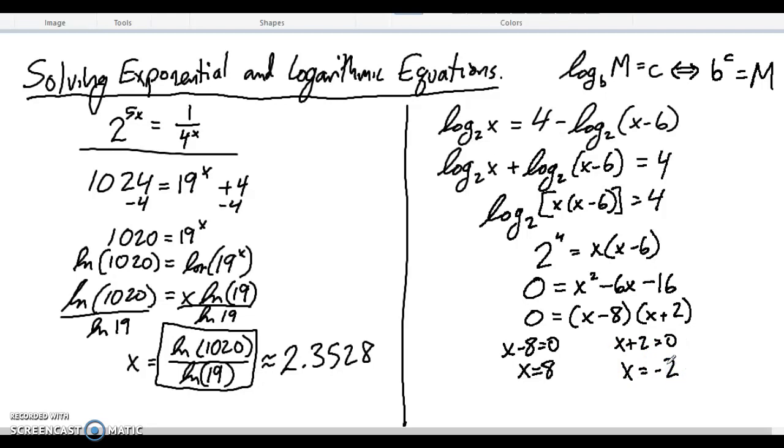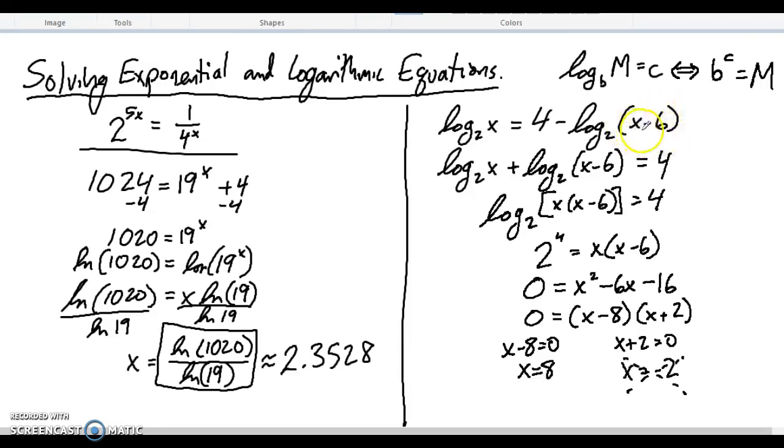Oh, but we've got a problem. What's the domain of a logarithm? 0 to infinity, but that's non-transformed. This one's been transformed. This one hasn't, so its domain is still 0 to infinity, which tells me that negative 2 is a problem. It's outside the domain of the original, so I have to throw it away.